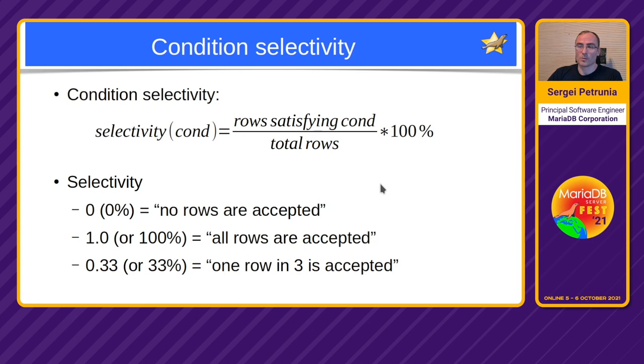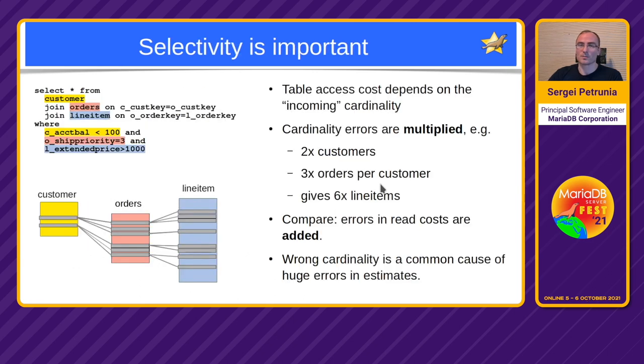Selectivity is very important. It's probably the most important parameter that the optimizer has to deal with. Let me illustrate that in detail. Suppose we have a three-table join. We are looking for customers, their orders, and the items in those orders, and we have conditions on customer as well as on order and on the price of the item in the order. Suppose we are considering doing the join from customer, then accessing table orders, then line item. For most access methods, the cost of reading orders depends on how many customers you want to read the orders for.